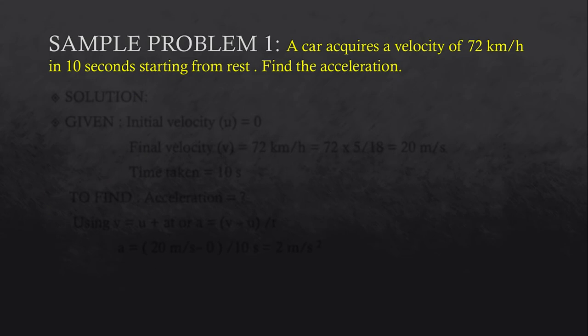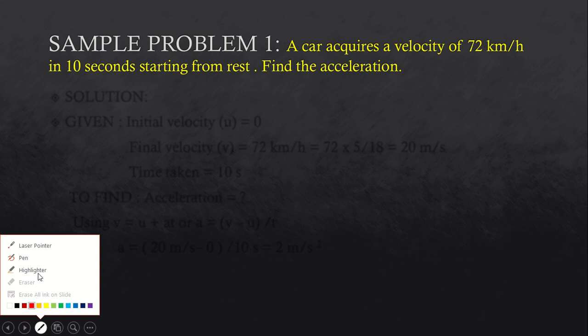Now let us take sample problem number 1, where you will read the question first, then you will note down the given quantities, then you will also find out what has to be calculated or what is the expected answer. Like we can read the question at first. A car acquires a velocity of 72 km per hour in 10 seconds starting from rest. Find the acceleration. Okay, so a very good question, and this question is very simple.